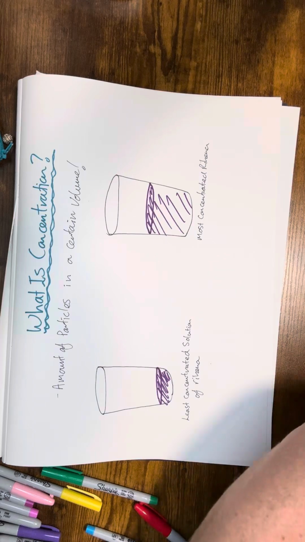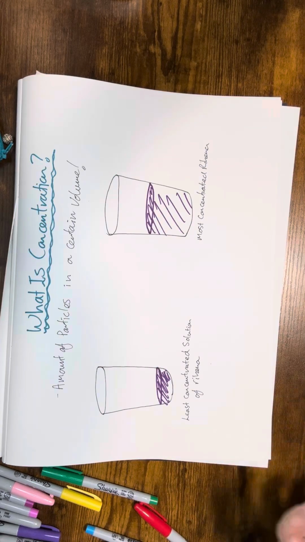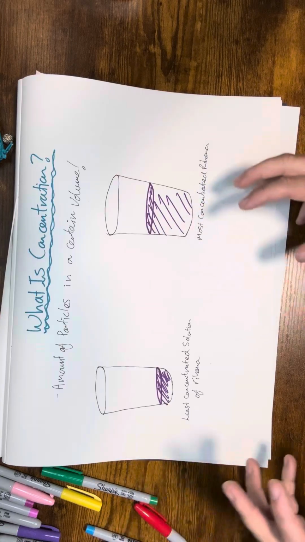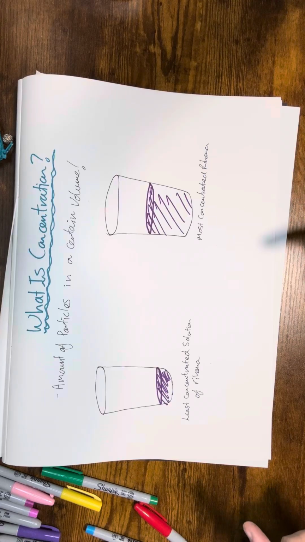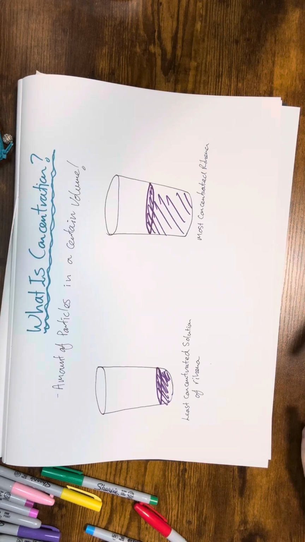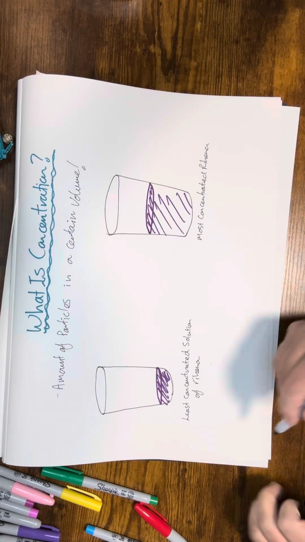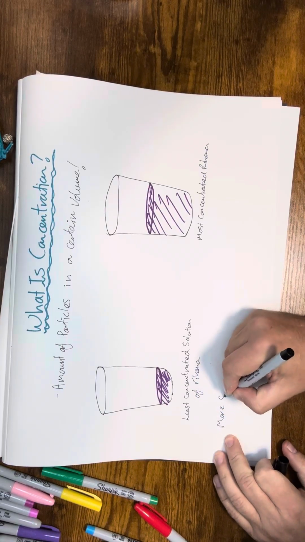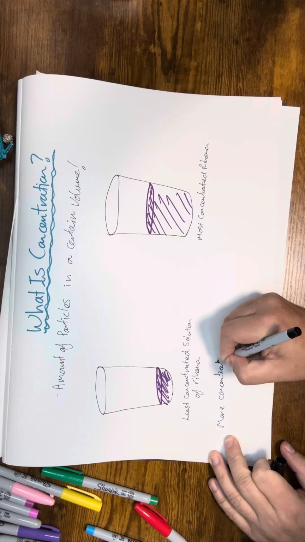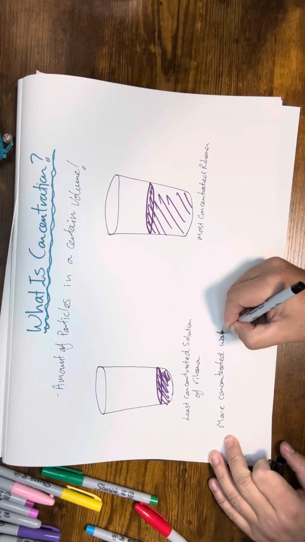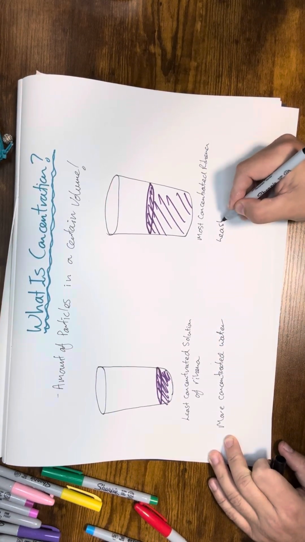Now, when we start talking about osmosis, we're talking about the diffusion of water from a high concentration of water to a low concentration of water. So if we go back to our glasses, in which glass do we have the most concentrated solution of water? It's the opposite. We have a more concentrated water solution here. Okay. And we have a least concentrated water here.